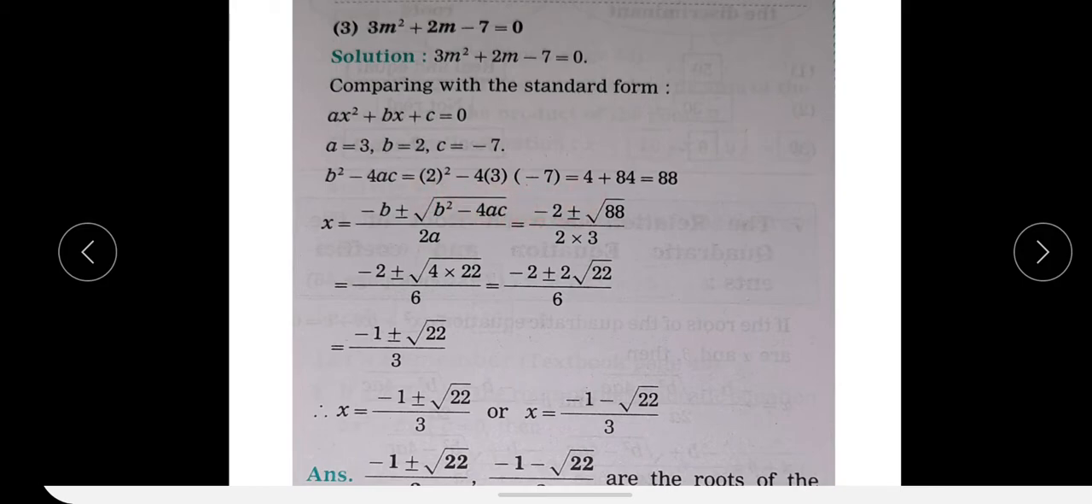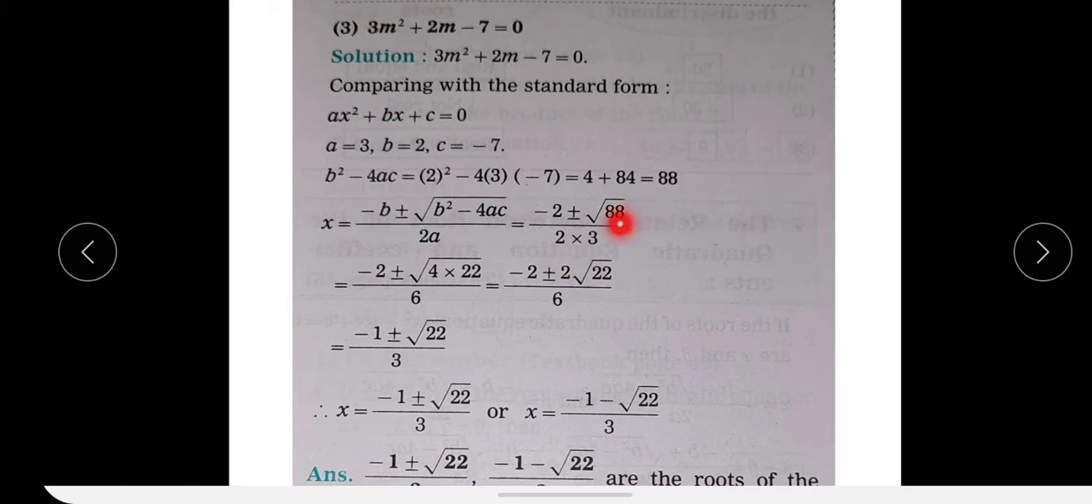2 square is 4, plus 4 into 3 into minus 7 is 84. Then plus 7, minus into minus will become plus. Then you will get plus 4 plus 84, that is equal to 88. Now write down the formula again. Then substitute the value. Minus b means minus 2 plus minus root 88 upon 2 into 3.